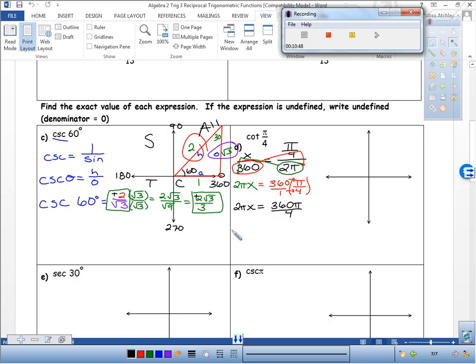Then we're going to reduce this, so you're going to get 2 pi x equals 4 can go into 36 9 times, and 4 can go into 0 0 times. So 90 pi. Then you're going to divide by 2 pi. And you're going to get x equals, the pi's will cancel out, and you get 45.